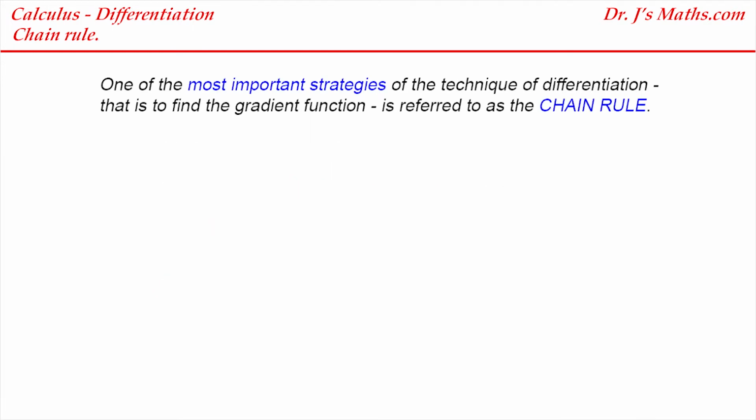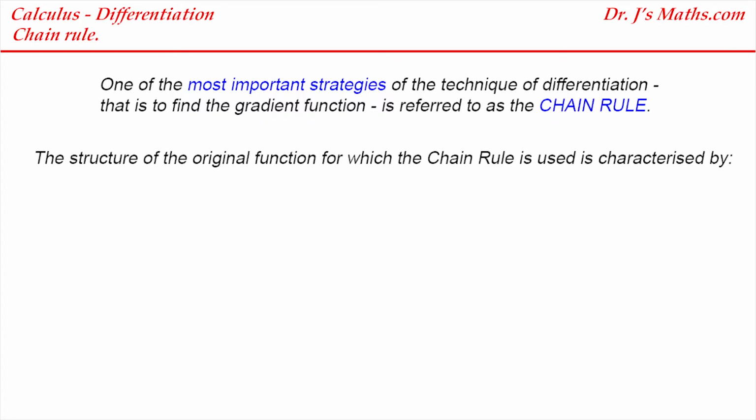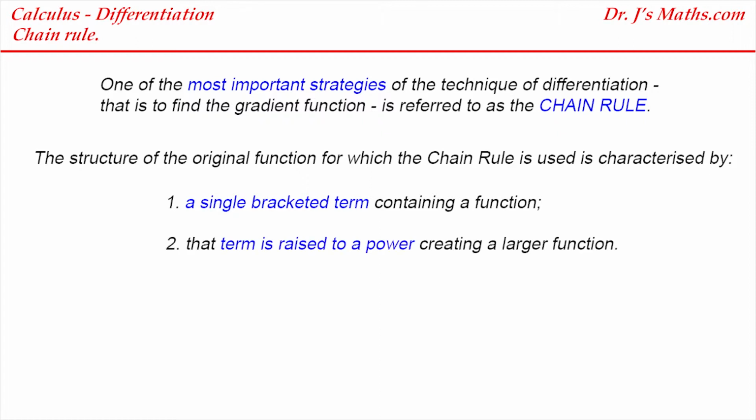One of the most important strategies of the technique of differentiation, or finding a gradient function, is referred to as the chain rule. The structure of the original function for which the chain rule is used is characterized by a single bracketed term containing a function, and that term is in turn raised to a power to create a larger function. A typical example of this structure is f(x) equals (3x plus 4) in brackets all to the fifth. So our first single bracketed term is the 3x plus 4, and when we raise it to the fifth power, we're creating this larger function.